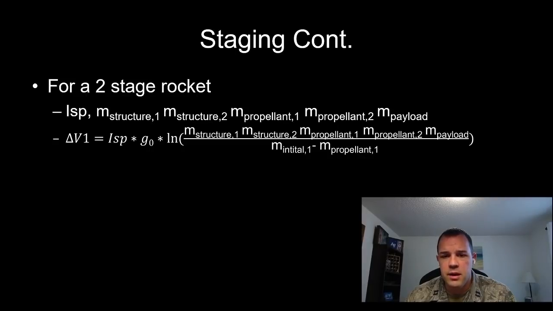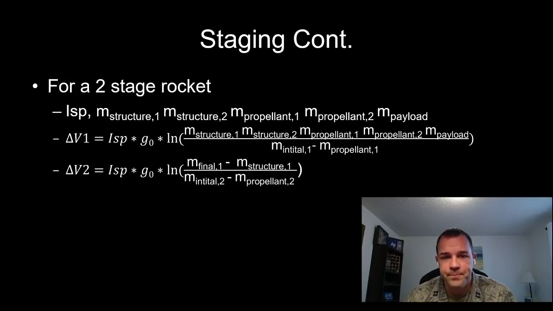Now, between the first stage and the second stage, we are losing the structure mass for stage 1. So we're ditching that over the ocean or sending it back to the launch site. So delta V2 here is the final mass from the first stage minus the structural mass, the first stage structure mass. The final mass for our stage 2 here is just the initial mass at stage 2 minus all the propellant we used for stage 2 here.